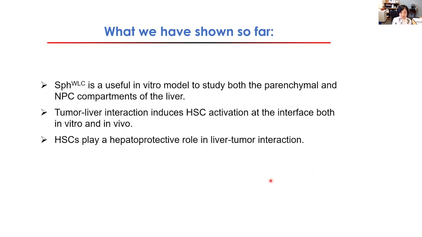So far, what I have shown you is that we think WLC spheroids are a very useful in vitro model to study both the parenchymal and non-parenchymal compartments of the liver, and especially how they interact and help each other, forming a team to interact with the tumor cells. We found that tumor-liver interaction induces stellate cell activation very quickly at the interface, both in vitro and in vivo. And so far, we found that hepatic stellate cells play a hepatoprotective role in liver-tumor interaction.